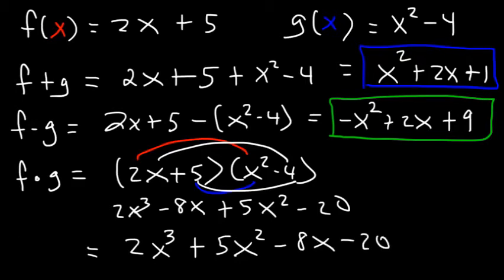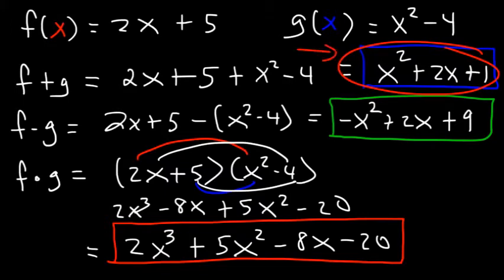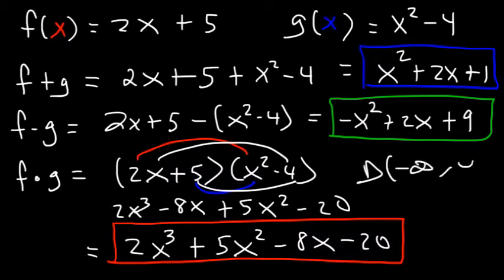Now, what is the domain of the three functions that we found? Let's start with f plus g. What is the domain for that? Whenever you have a polynomial, be it a binomial, trinomial, or many terms, where you don't have any fractions, no radicals, or logarithmic functions, the domain will be all real numbers. There's no restrictions on the value of x in this expression. x could be anything. So for these three functions, f plus g, f minus g, and f times g, we don't have any fractions or radicals. So the domain is all real numbers. It's negative infinity to infinity.